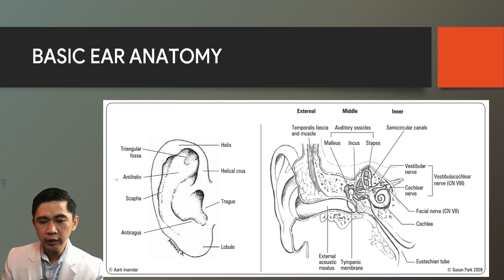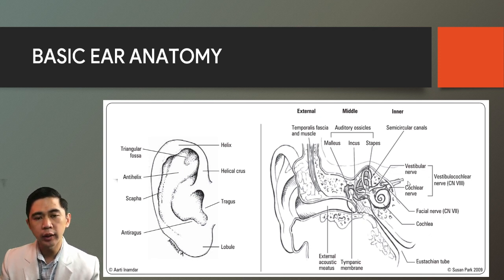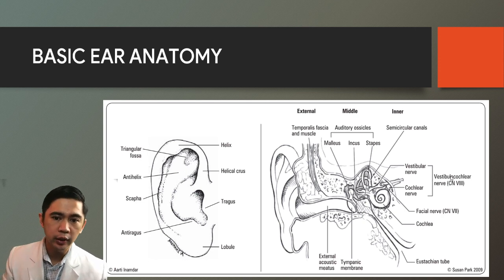The vestibular system, including the semicircular canals, will give off a nerve, which we call the vestibular nerve, and the cochlea will also give another nerve, which we call the cochlear nerve. Together, it is called the vestibulocochlear nerve or the cranial nerve 8.